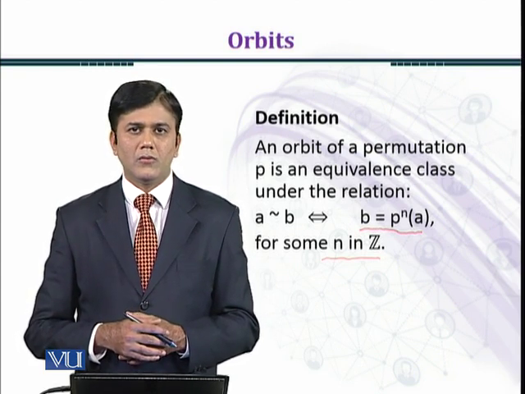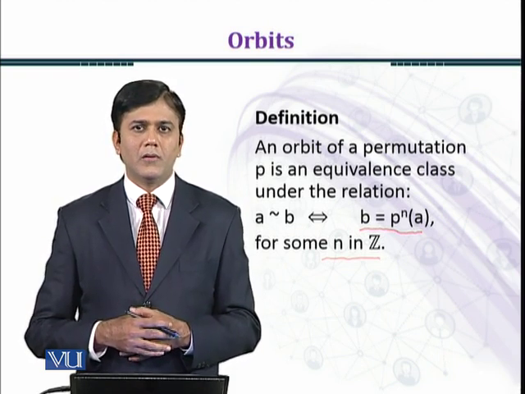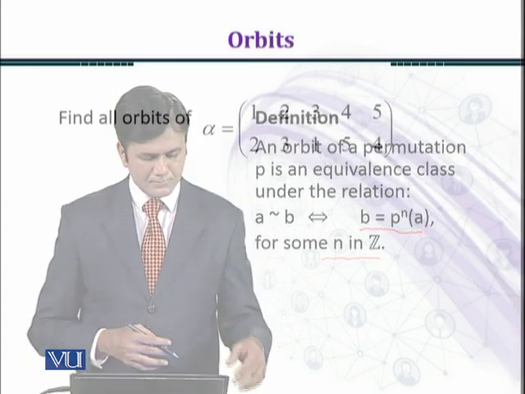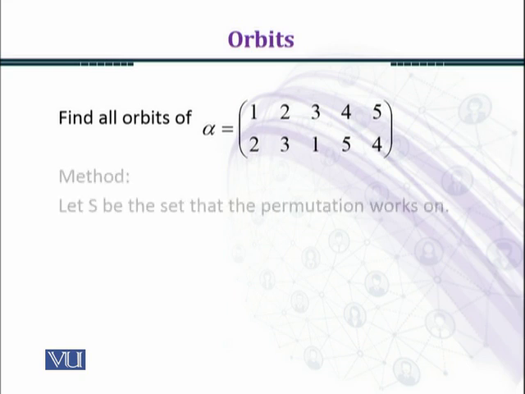In this module, we shall see some examples of orbits. Find all orbits of the permutation alpha, which is given as 1 goes to 2, 2 goes to 3, 3 goes to 1, 4 goes to 5, 5 goes to 4.